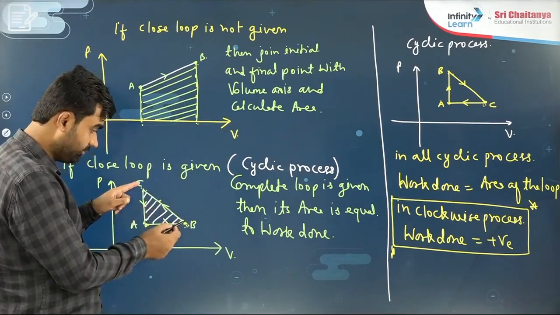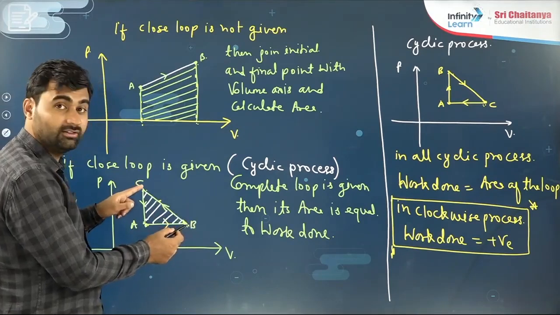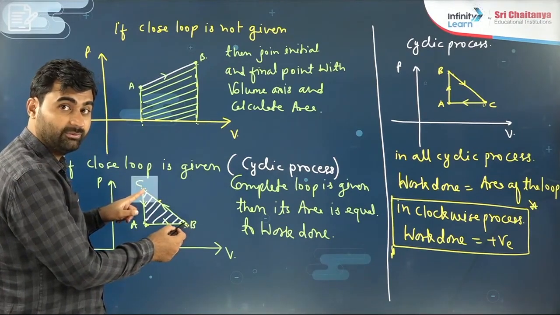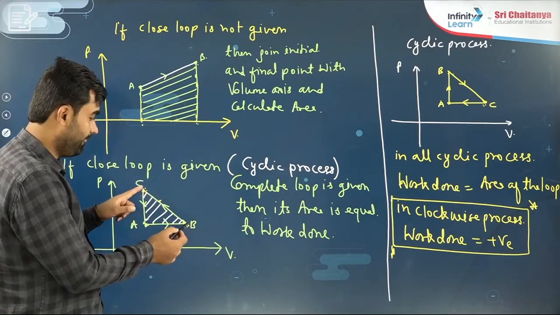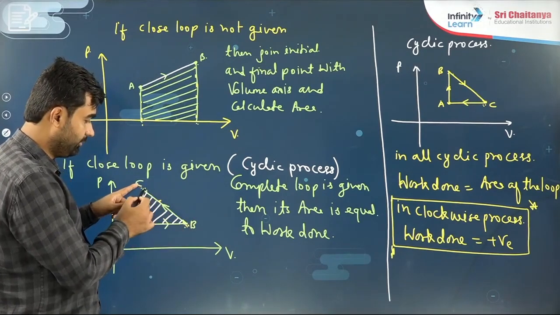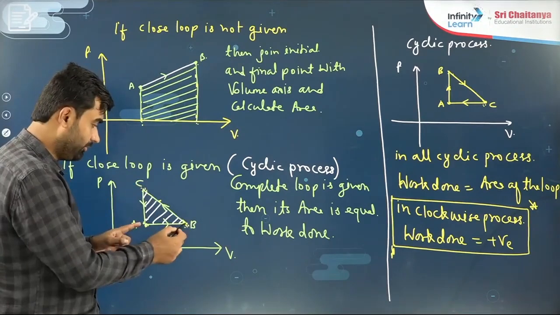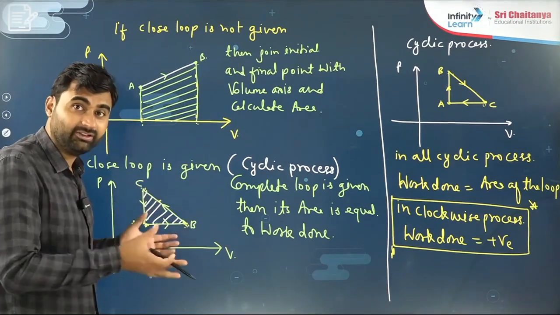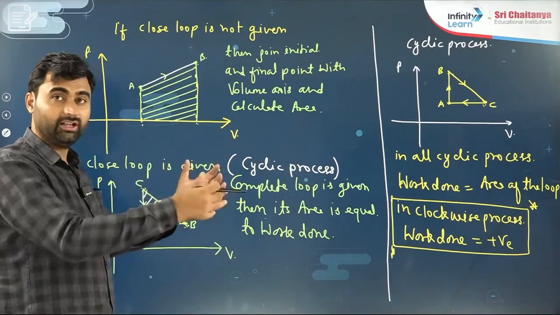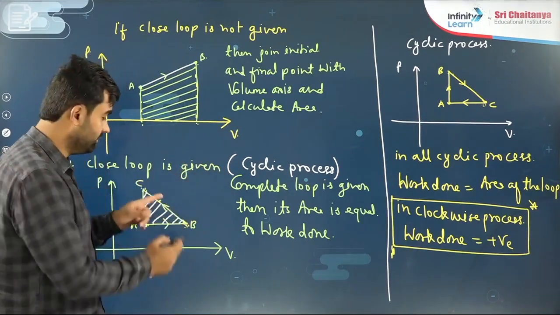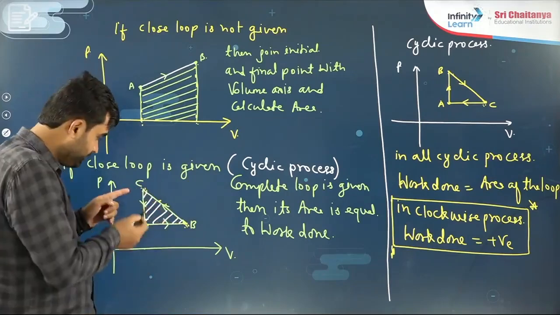This negative work done is more because for this part work done is more. Why? Because pressure is more, right or not? In the B to C process work done is more but it is negative. In the A to B process work done is less but it is positive. So positive and negative, if we add them, finally what will we get? Negative. Why? Because the negative value is more.